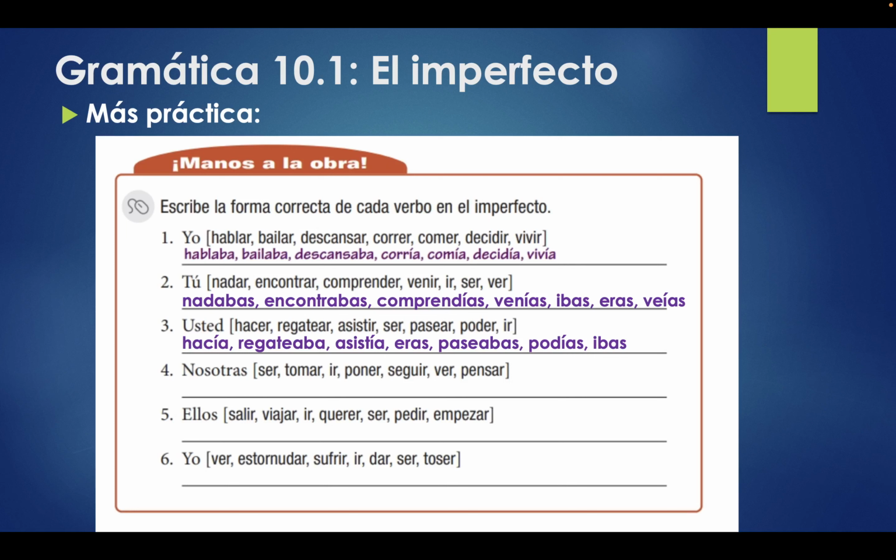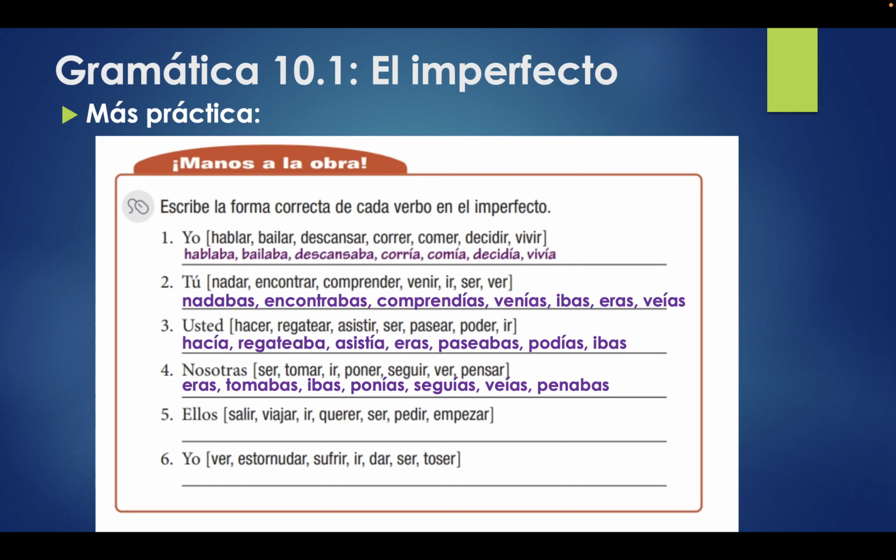So go ahead, pause yourself now. Go ahead and try 4, 5, and 6, and I'll give you all the answers at once. All right, so for nosotros, we know our ending should be ábamos for AR verbs or íamos for ER verbs. So here we have éramos, tomábamos, íbamos, poníamos, seguíamos, veíamos, and pensábamos.